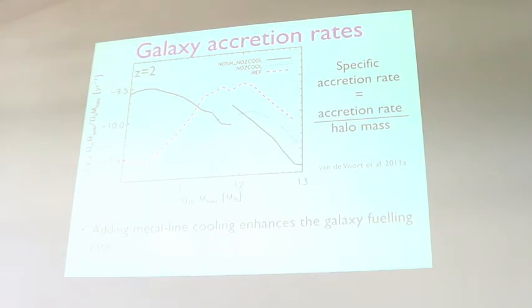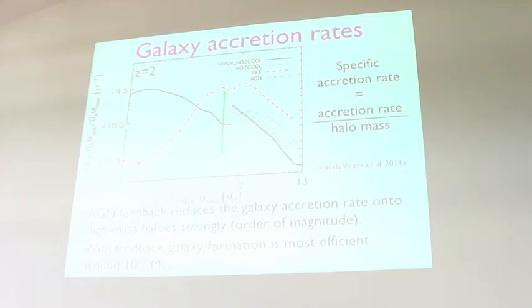So this is what happens when you add metal ion cooling. You get an increase by about a factor of 3, especially around 10^12 solar masses, where this galaxy fueling is most efficient, just because you have more cooling of the gas, because metal ions are now also contributing. And then if I add AGN feedback, it again can reduce the galaxy accretion rate by an order of magnitude.